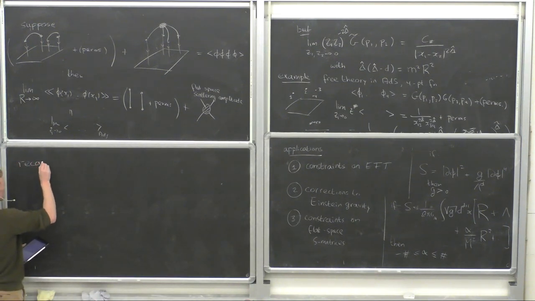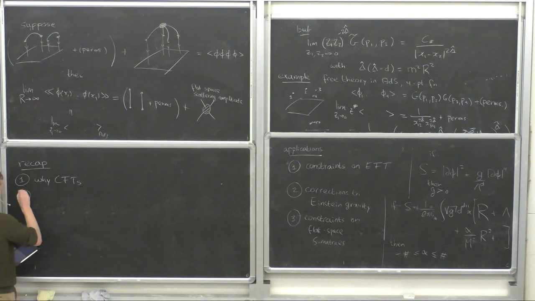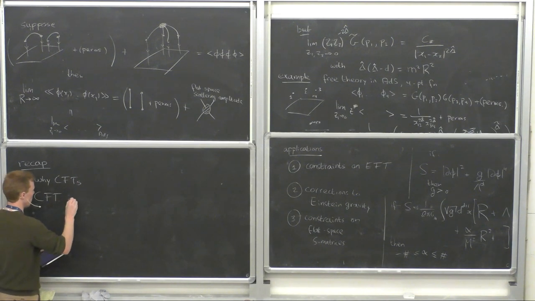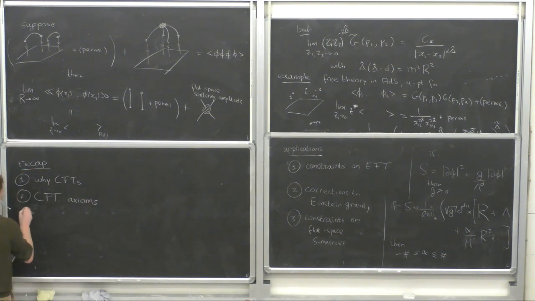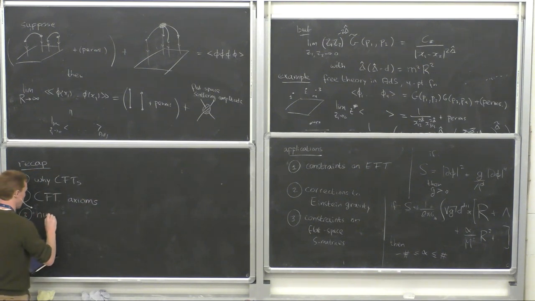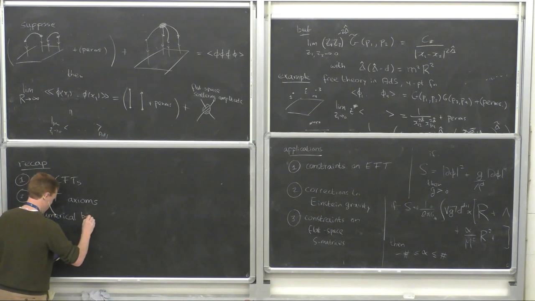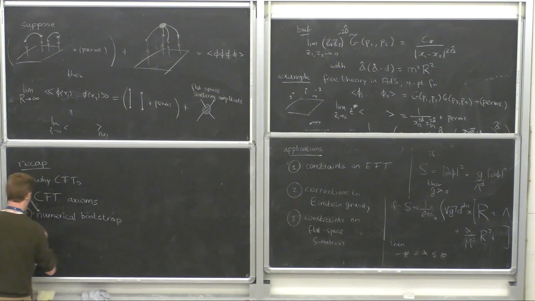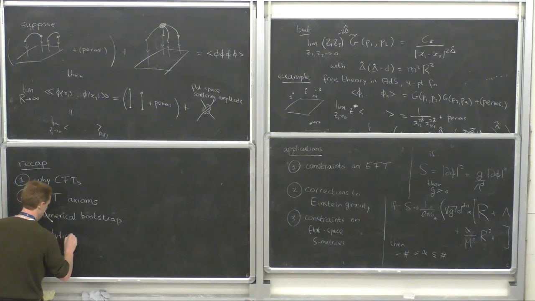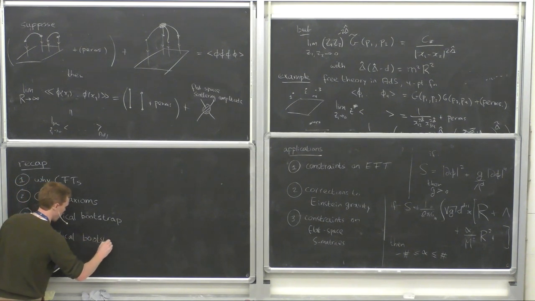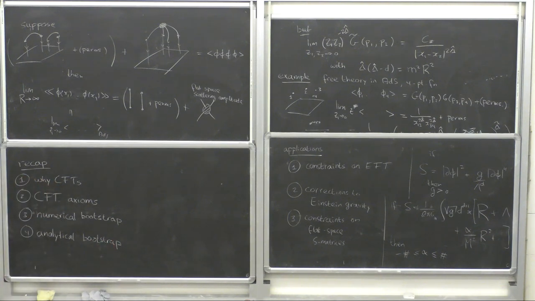So just one recap then. What did we do? Well, I started with CFTs. In particular, we discussed this RG business. Then we discussed the CFT axioms. Then we discussed the numerical bootstrap. Then I introduced these dispersive functionals, but let me rephrase that as saying there is some analytical bootstrap. This business of dispersive functionals can also be used to say something about the Ising and the O(2) model. It's not completely disconnected: Ising, O(2), any standard conformal field theory.